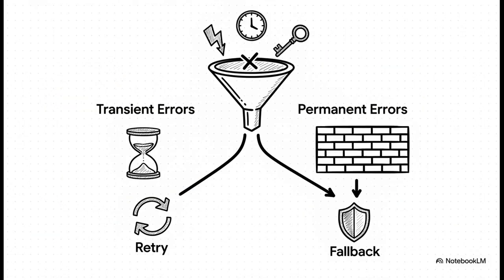And that brings us to the first and maybe most important step. You've got to classify your errors. You basically need 2 buckets. In one bucket, you have transient errors. These are the temporary hiccups, like a rate limit or a busy server. They'll probably go away on their own, so the right move is to just wait and try again. But in the other bucket, you have permanent errors, like a bad API key. Retrying that is totally useless. For these, you need to stop immediately and go to your fallback plan.